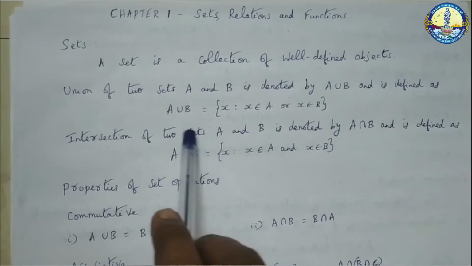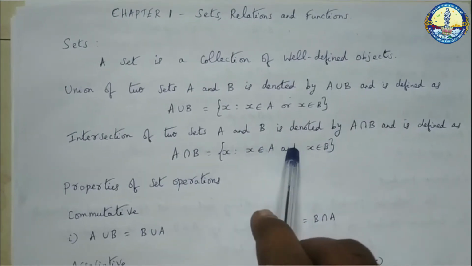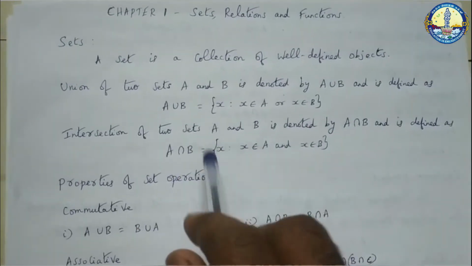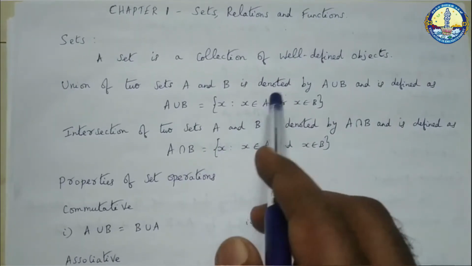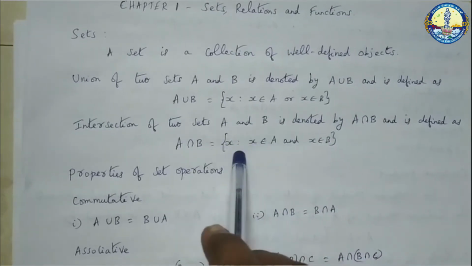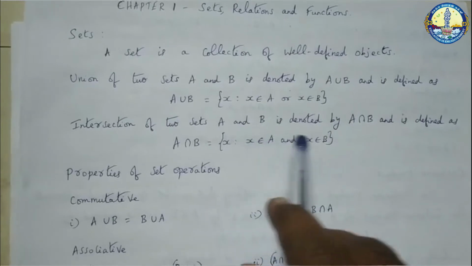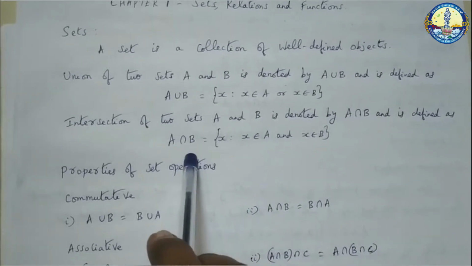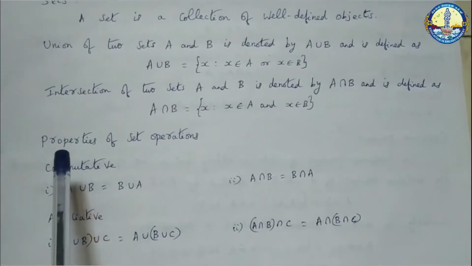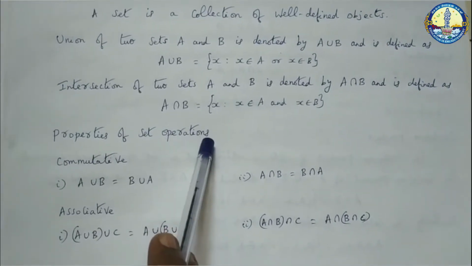So intersection means the element should be in both A and B. You see the difference between these two: union includes elements in either A or B, whereas for intersection the element should be in both the sets. That is called intersection. This is the basics of sets, and now we see some of the properties of set operations.